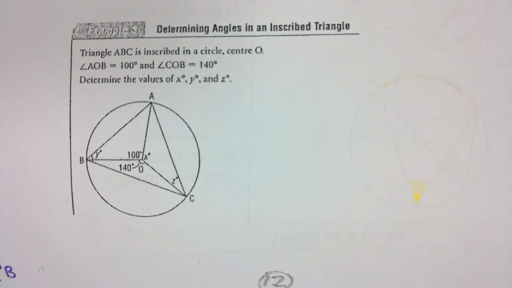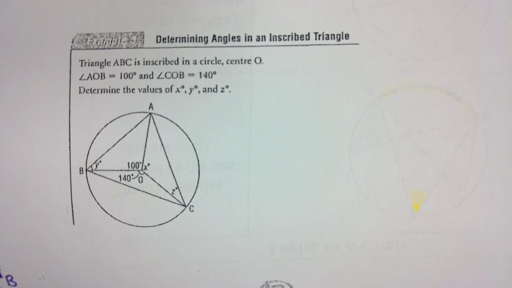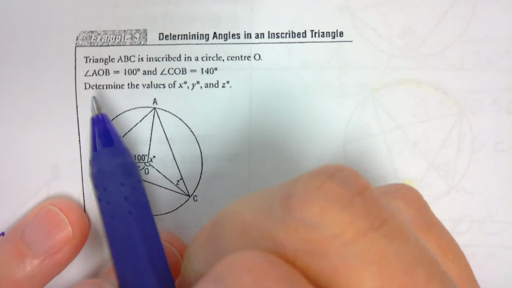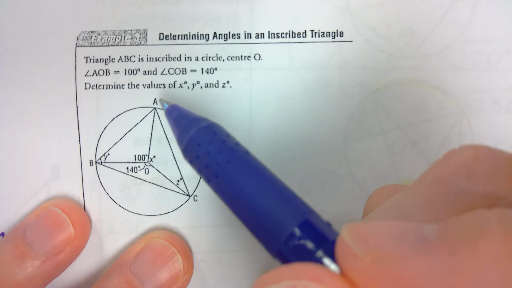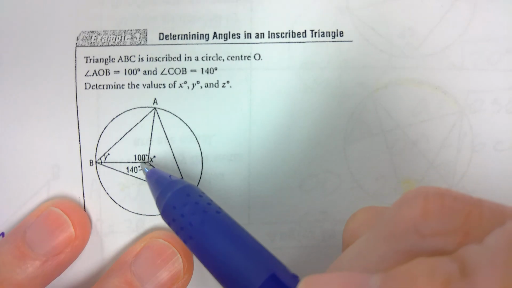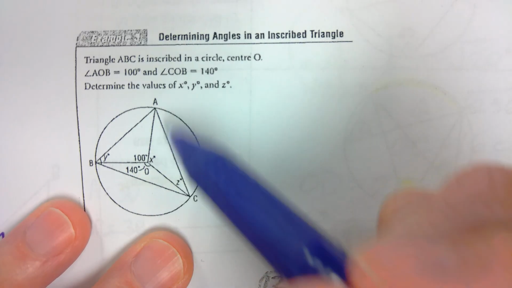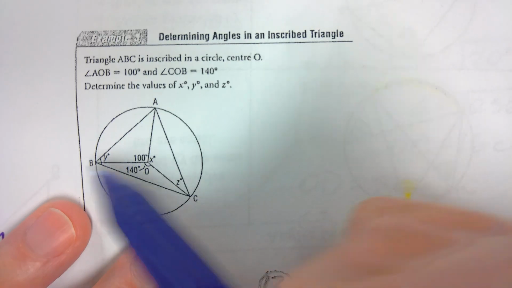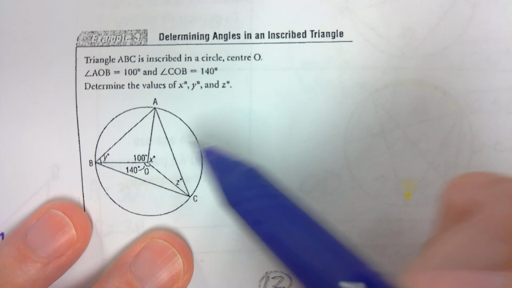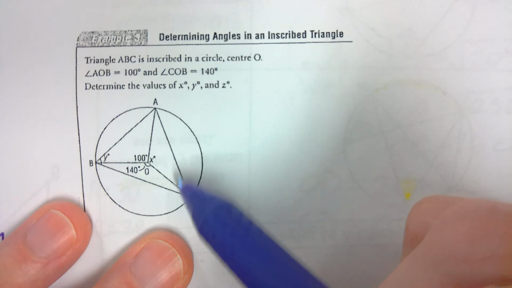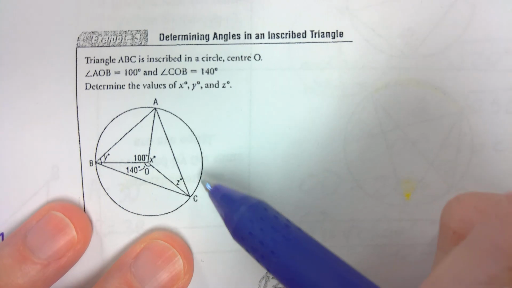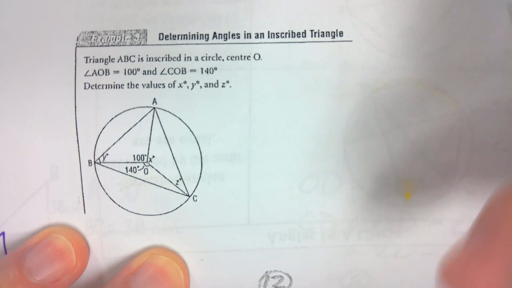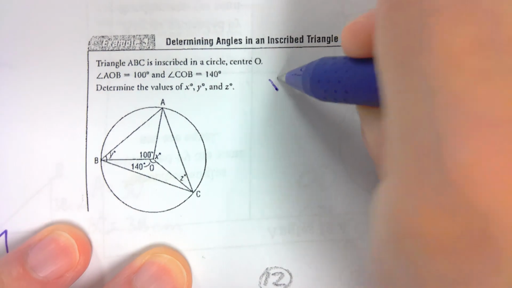And then this one: triangle ABC is inscribed in a circle. AOB is 100. COB, this one is 140. So determine the value of X, Y, and Z. Okay, so the good thing is you are given the whole diagram, so your work is really cut down for you.